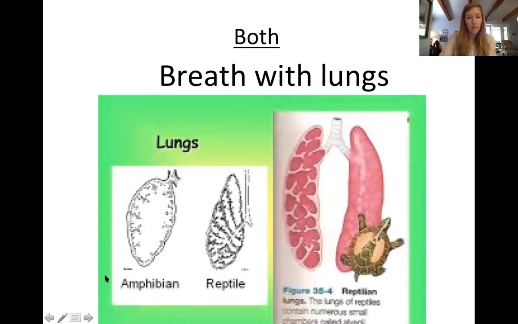You can see the amphibian lungs on the left, and the reptile lungs are over here on the right. This shows a picture of more reptilian lungs. It looks like this is maybe a tortoise. You can see the lungs under the shell. Pretty big. Hopefully you got that. Moving on now.